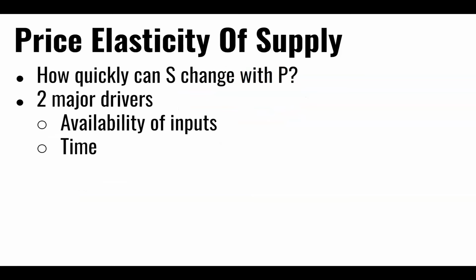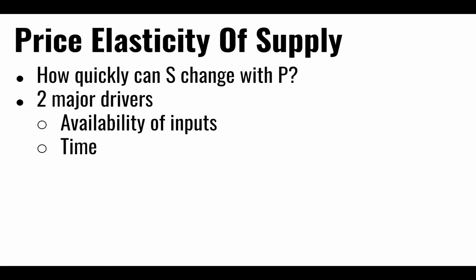What will affect price elasticity of supply? Well, two things, predominantly. One is the availability of inputs, and the other is how much time it takes. Because really what we're trying to measure here is how quickly can suppliers take advantage of an increase in price, as an example. So if the price of a good skyrockets for some reason, can suppliers rapidly increase the quantity supplied to meet that higher price and that increase in demand, or not?